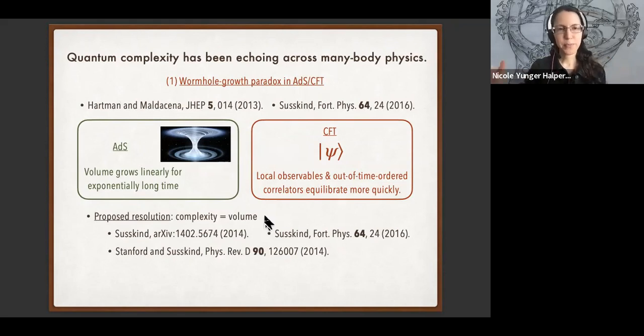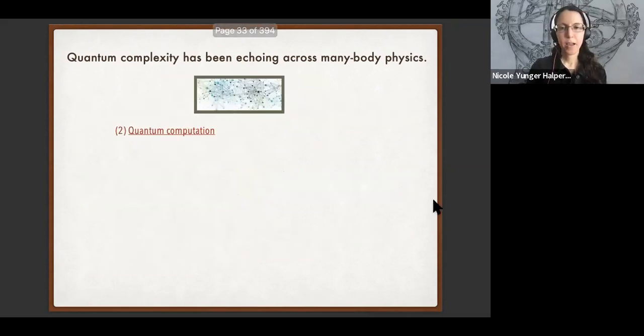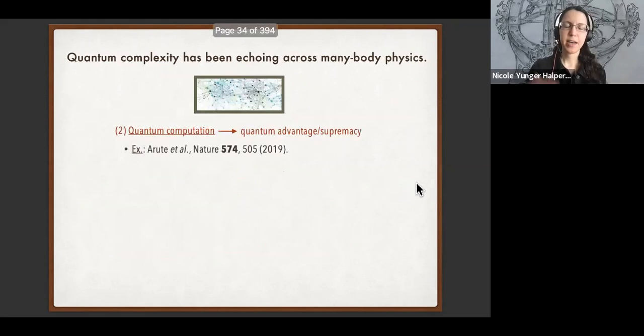Complexity could equal some action in the space-time, or I recently saw a paper entitled "Complexity Equals Anything." But anyway, the quantum complexity is a useful concept to think about in this high energy theory picture. It's also useful to think about in quantum computation in the context of trying to achieve an advantage or quantum supremacy with a quantum computer.